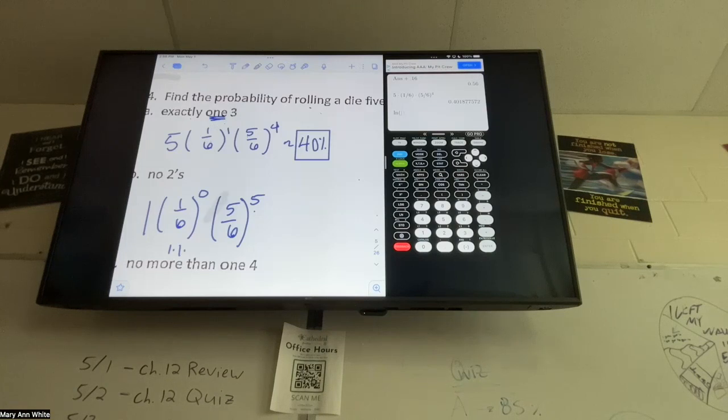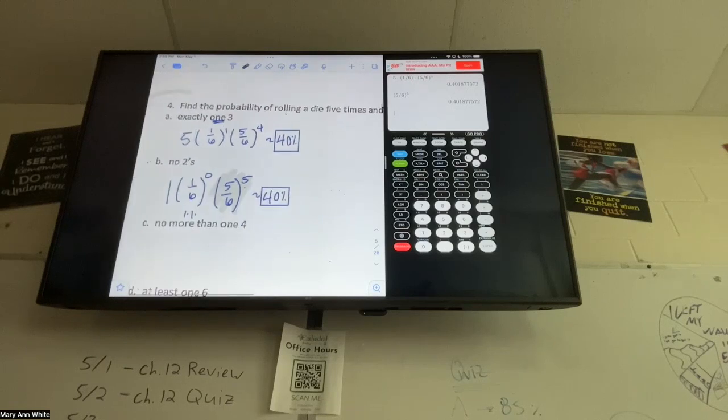So that's all I'm going to put in the calculator. I'm just going to put 5 over 6 to the 5th in the calculator. 5 divided by 6, caret 5. And that is also about 40%. You guys hanging with me so far?